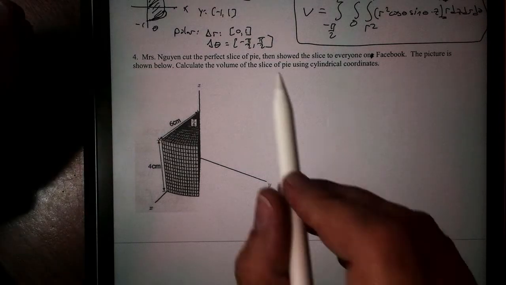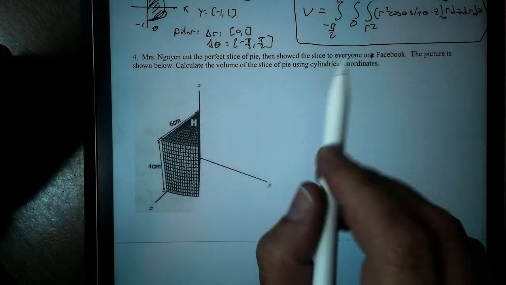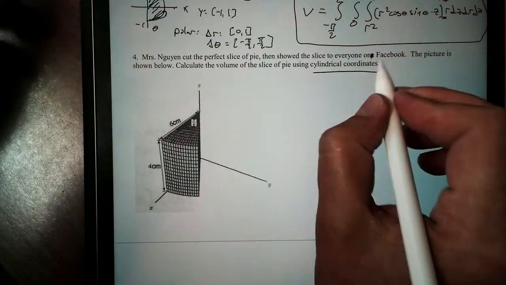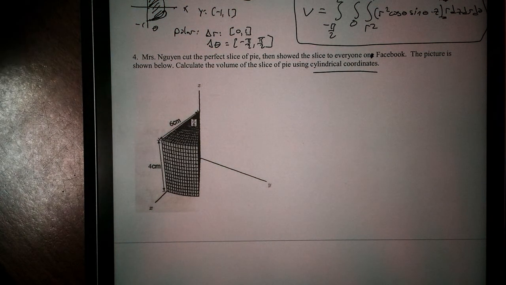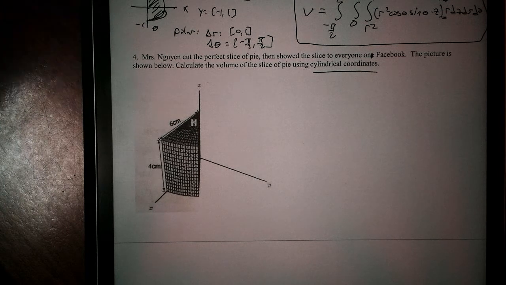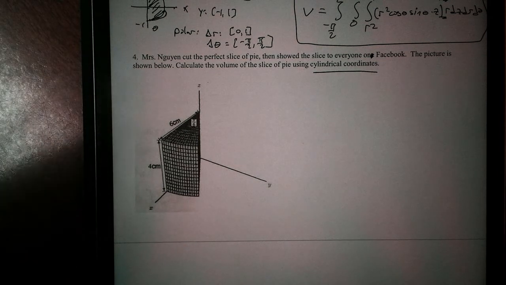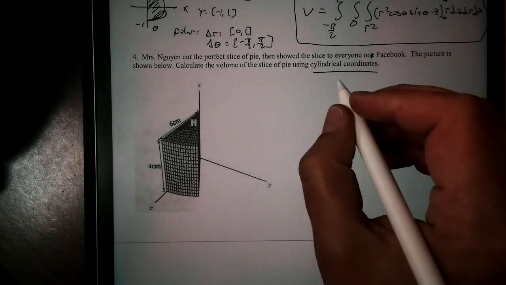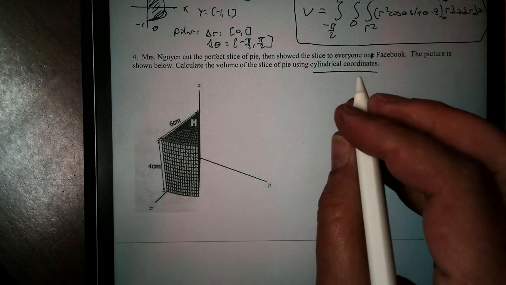We want to calculate the volume of the slice of pie by using a cylindrical coordinate system. So since we're dealing with cylindrical coordinates, we want to find the change in the height, the change in the radius, and the change in theta. So we want to find our limits.